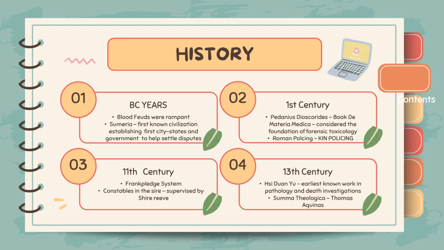In the 11th century, the frankpledge system was introduced, wherein all males over the age of 12 were formed into groups of 10 with their neighbors, and they took an oath to capture and detain members of their clans who committed crimes under the supervision of a constable. So those constables in the shire, so that is shire, no? So there is a typo. Constables in the shire were supervised by sheriffs. Those sheriffs were actually appointed by the crown.